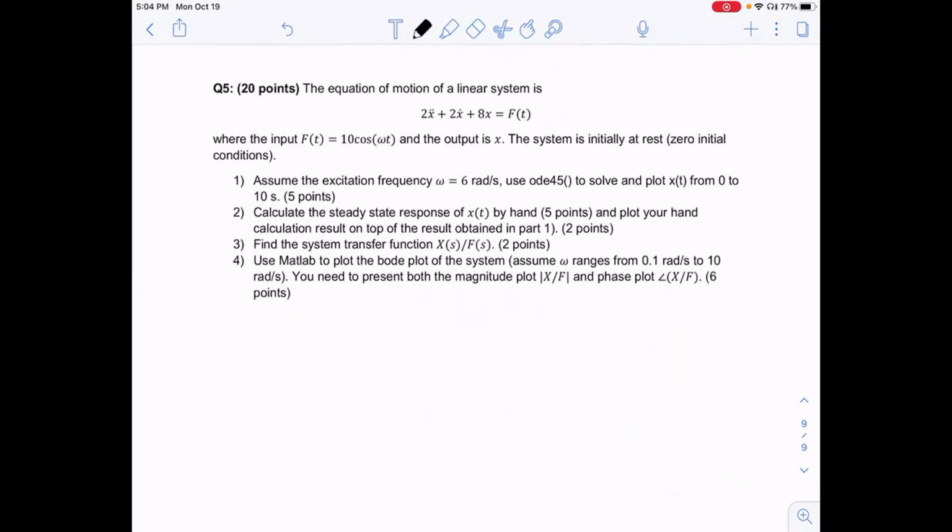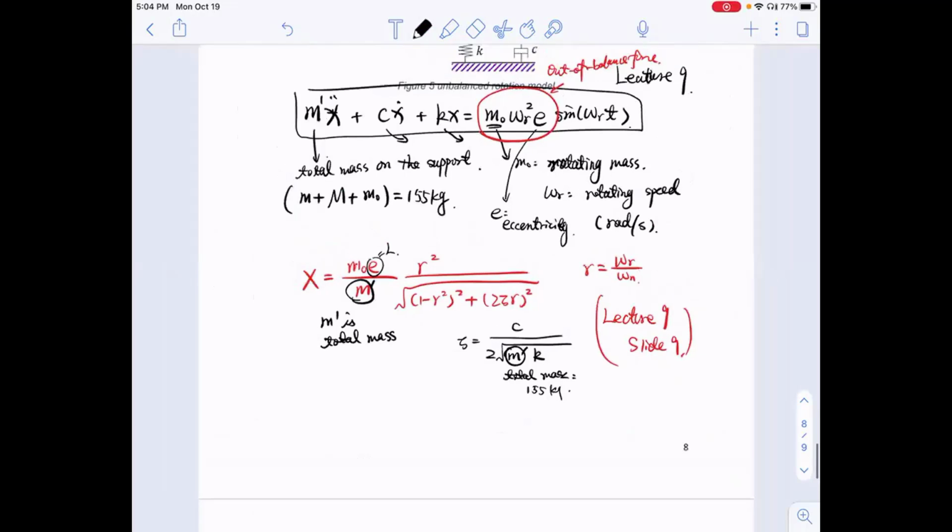Okay, so that's Q4. Anything for that problem?